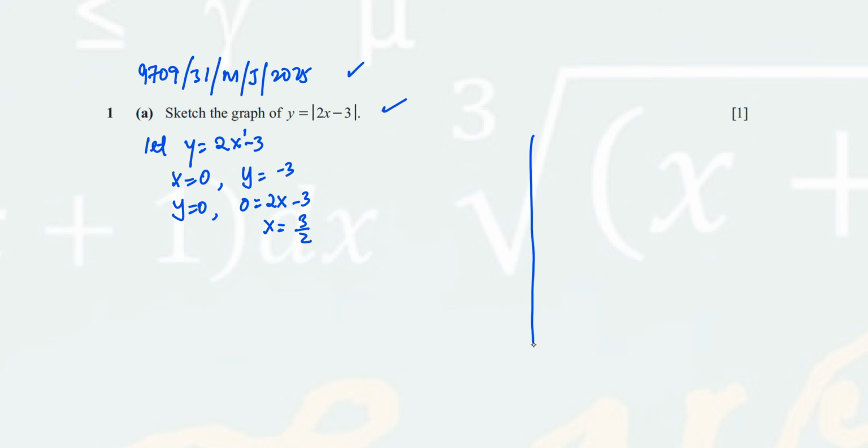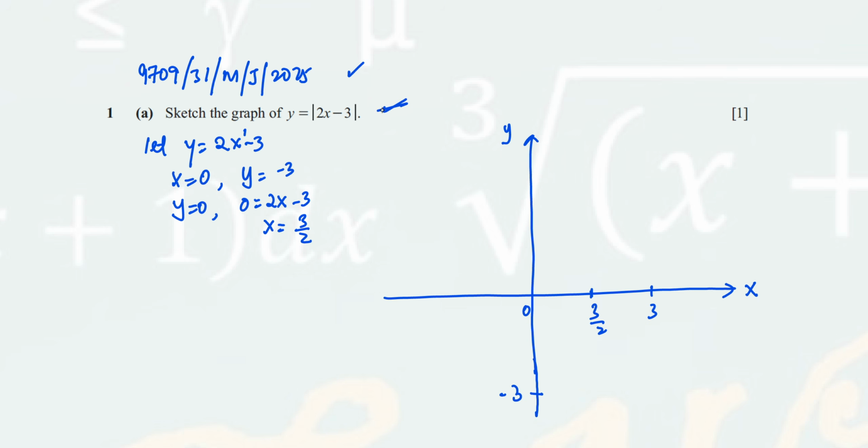Okay, so from here, we can just sketch the two axes, x and y. When x is 0, y is negative 3. So let's say here is negative 3. Now the other one is 3 over 2. Say this is 3. So half of 3 is 3 over 2.